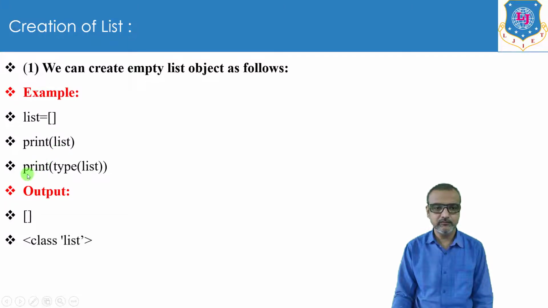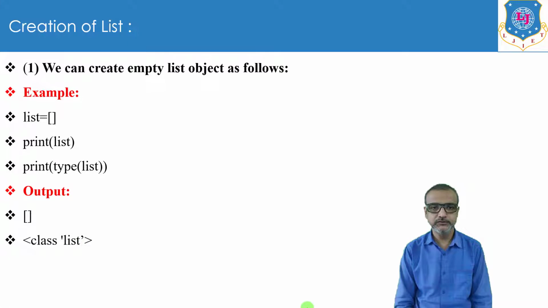And at last we are writing this statement, that is print type of list. It will give us the type of this variable, that is list. So what will be the output? Here you will see the square brackets only. There is nothing present in this square bracket. It means this is an empty list. And what is the type of this variable? That is list. So the type of the list variable, that is class list.